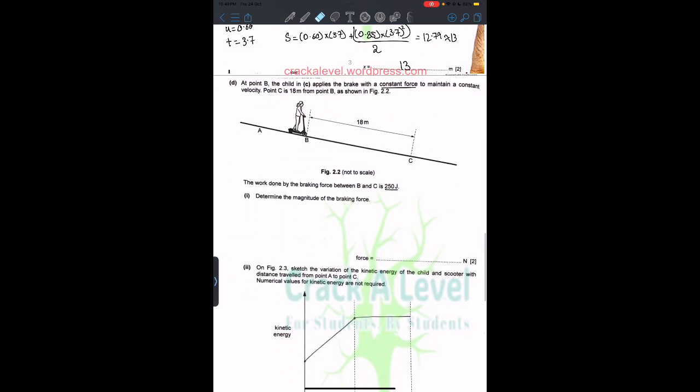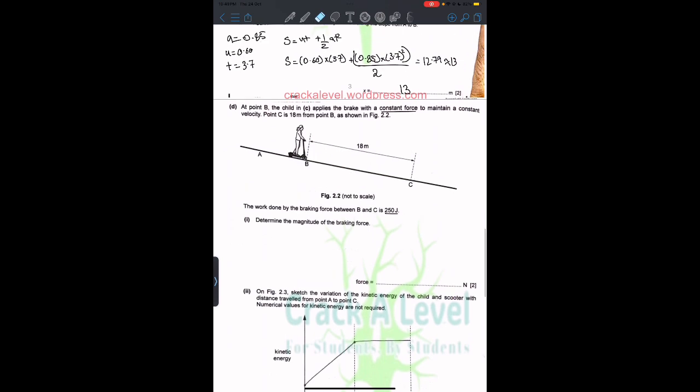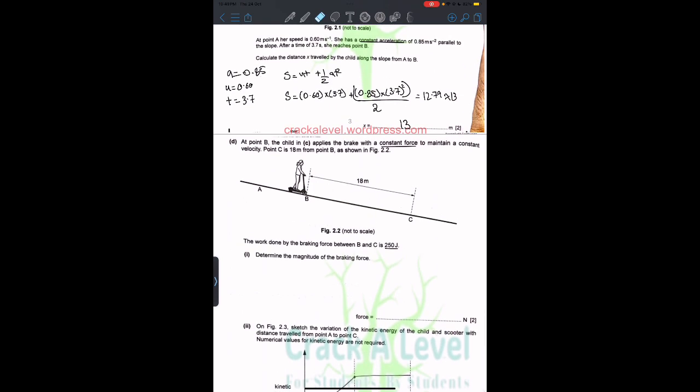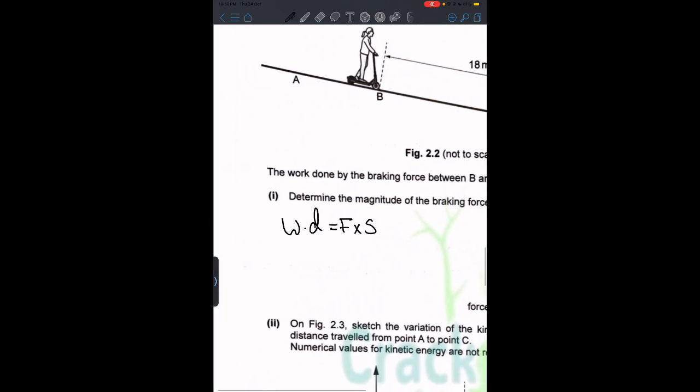Okay, part D. It says at point B, the child applies a brake with a constant force to maintain a constant velocity. Point C is 18 meters from point B. Yes, it is 18 meters, the distance covered. So we know that the work done is just the force applied in the direction of the distance covered, and we are applying a force. So we know that this is 250, the work done, and 18. This is F.